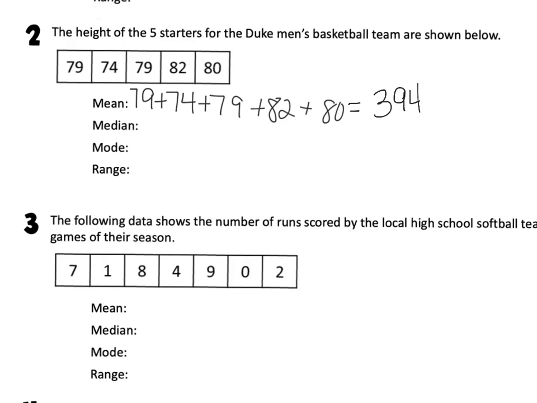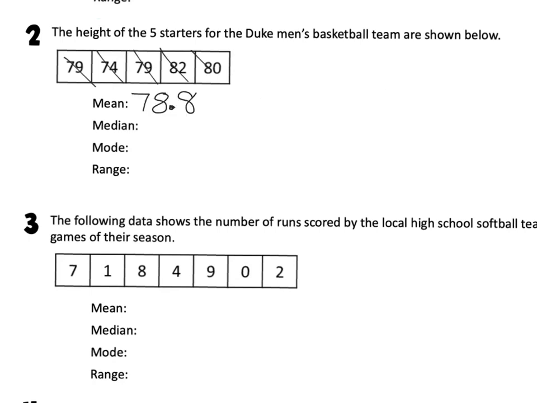And now you have to take your 394 and divide it by how many items you have. So I have 1, 2, 3, 4, 5. So I'm going to divide that by 5 on my calculator, and I get 78.8, which is already rounded to the nearest tenth. So I can write that in for the mean.